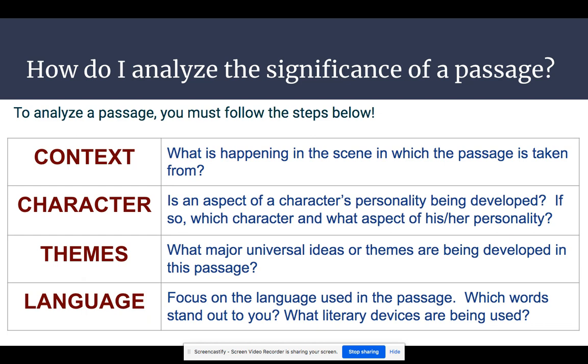Then we'll focus on themes. Okay, so what major universal ideas or themes are being developed in this passage? What are you learning about the theme? What is the writer trying to tell us about this theme?